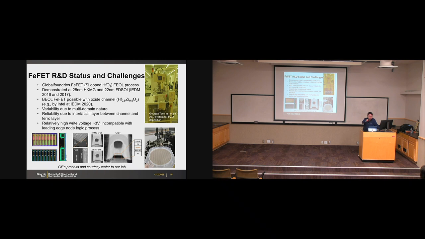Question. Sure. So for back end of the line integration, is there like an annealing temperature challenge? Yeah, that's a very good point. So GlobalFoundries uses silicon doped hafnium oxide because this class of material will require 900 degrees Celsius annealing, which is compatible with the front-end process anyway. You have to activate source and drain dopant anyway. But if you switch to the back-end integration, then people usually will use the hafnium zirconium oxide, where the annealing temperature is around 400 degrees C. So this is just under the thermal budget for the back end.